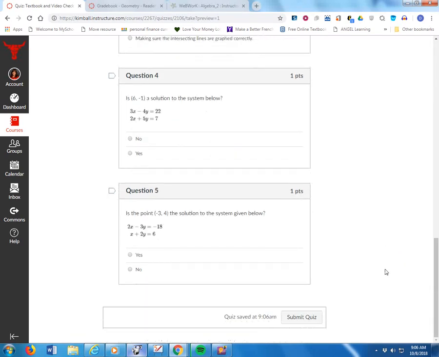Question 4, is 6, -1 a solution to the system? Well, we need to plug 6, -1 in for both x and y. So in the first one, 3 times 6 is 18. Plus 4 is 22, so it works in the first one. 2 times 6 is 12, minus 5 is 7. So yes, it works in both. And then finally, is the point -3, 4 the solution? If I put -3 in for x, I get -6 minus 12, that's -18. And then -3 plus 8 is not 6. So this is no, not a solution.